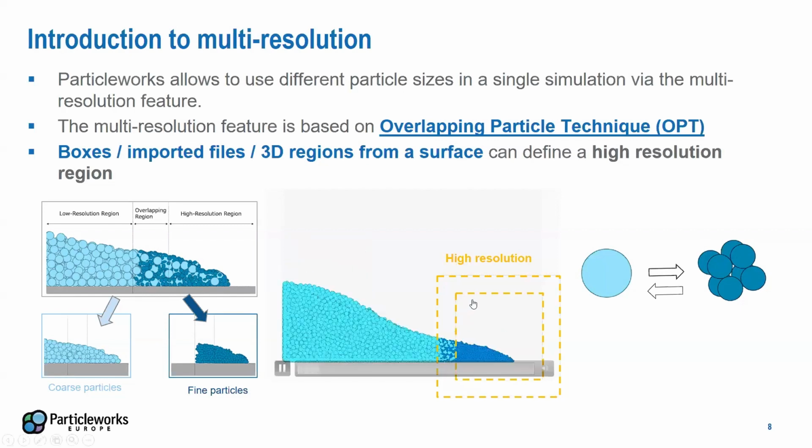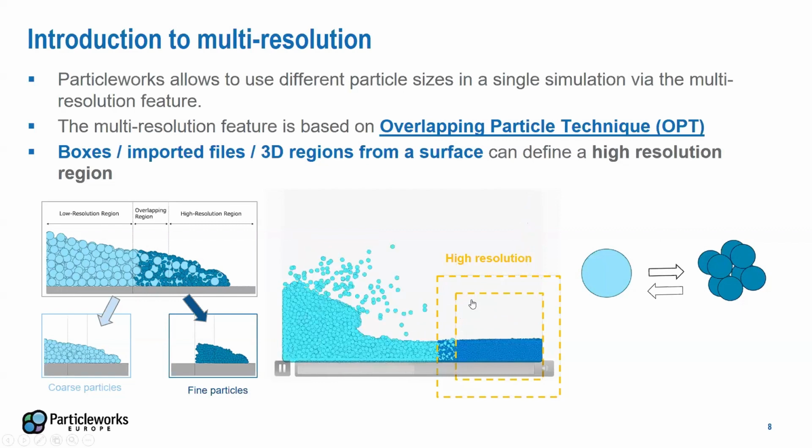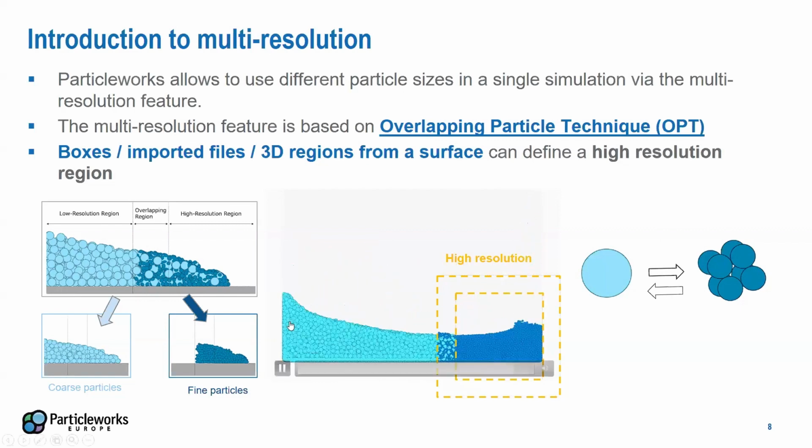This high resolution region can be a box, but also a file, so a volume, like an STL volume. I see there are questions already. Feel free to ask them in the chat, and we will address them at the end of the presentation.